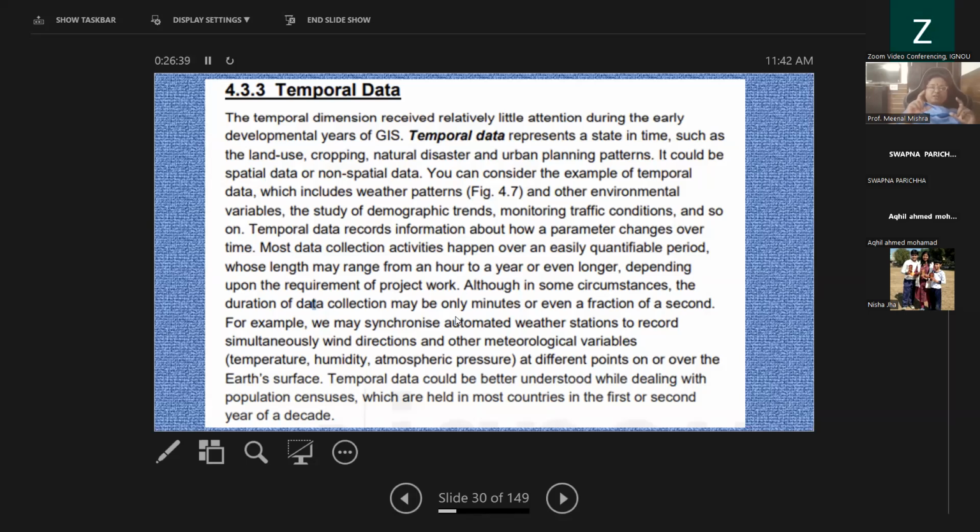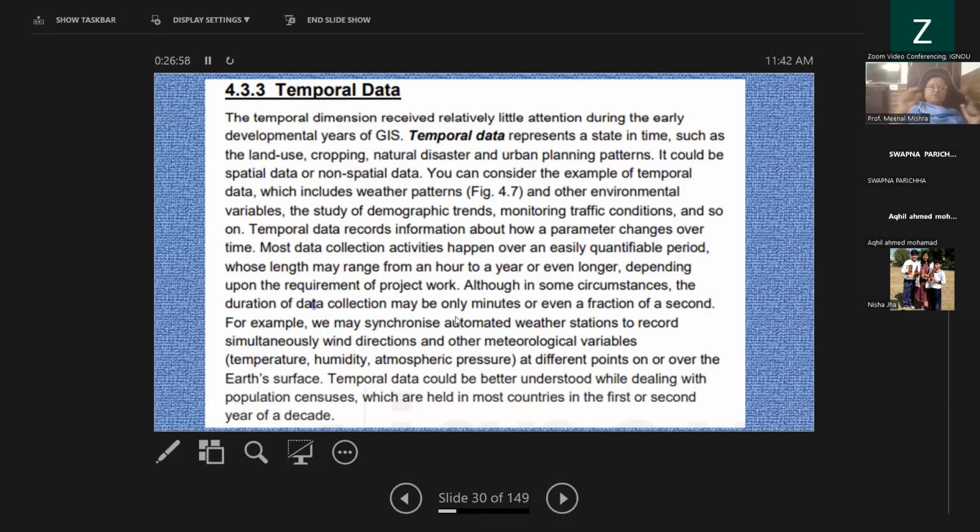1960, the state of Delhi. Urban sprawl in Delhi was like this. Now in 1970, it is like this. So this data you are describing with the time.